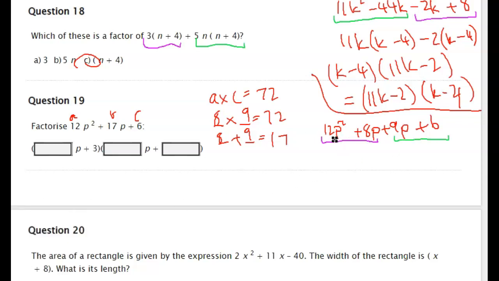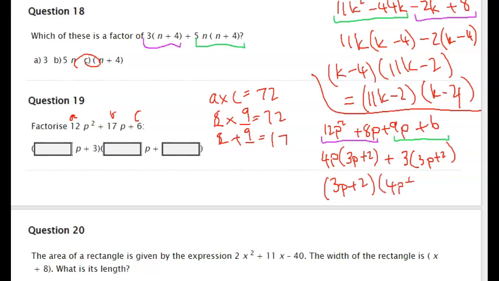All right, so what is common to both 12p and 8p? It's 4p. So we take that out as a common factor, and I'm left with 3p plus 2. And then the next one, I'll take out 3 as a common factor, and we're left with 3p plus 2. So remember, the aim is to get the same bracket. If you don't, you've probably made a mistake somewhere along the line. So we take 3p plus 2 out as a common factor, and we're left with just 4p plus 3.